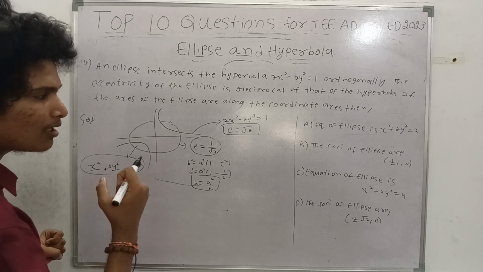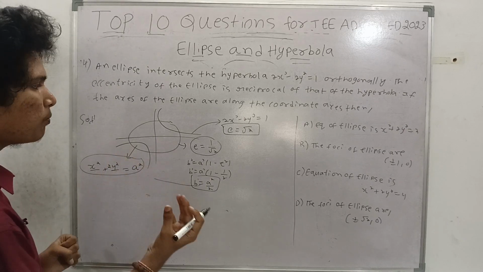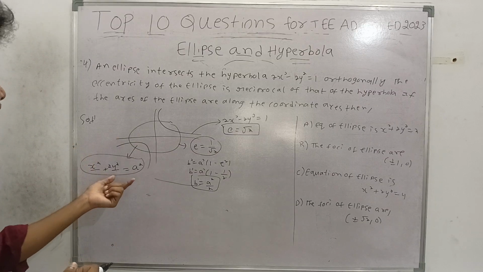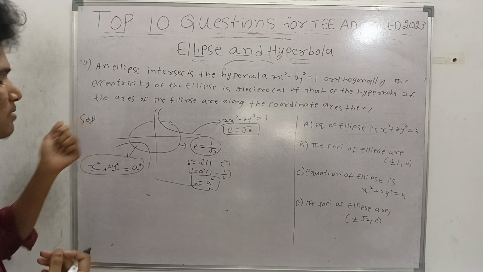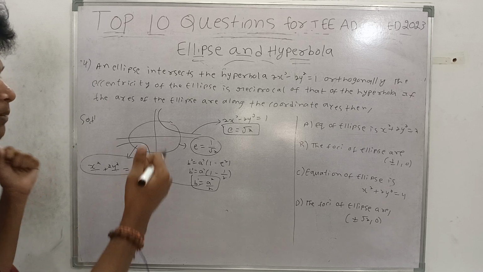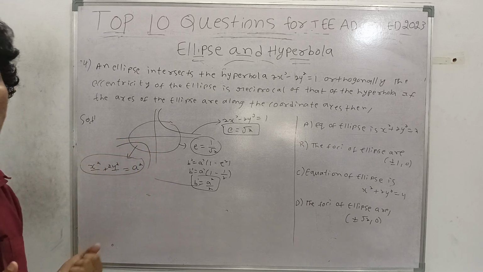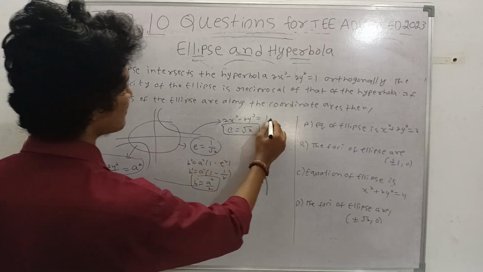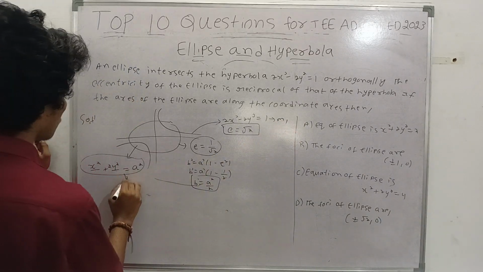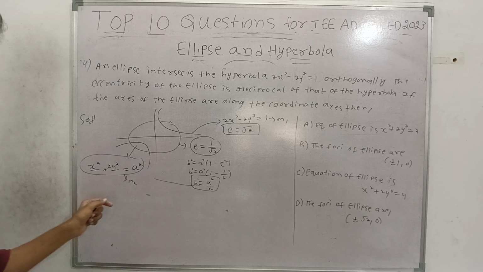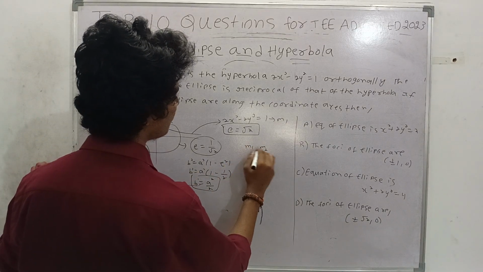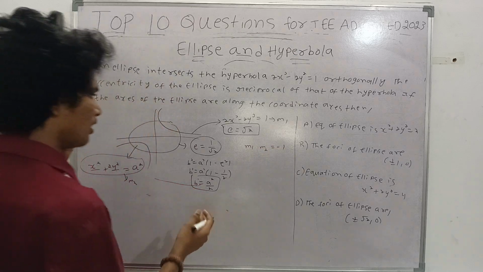I can find the hyperbola slope by differentiating the curve, and I can differentiate the ellipse curve and find its slope. I multiply the hyperbola and ellipse slopes, and the product will be equal to minus 1. Suppose this is m1 and this is m2. We already know the product of slopes, m1 into m2, equal to minus 1, because it is orthogonal.